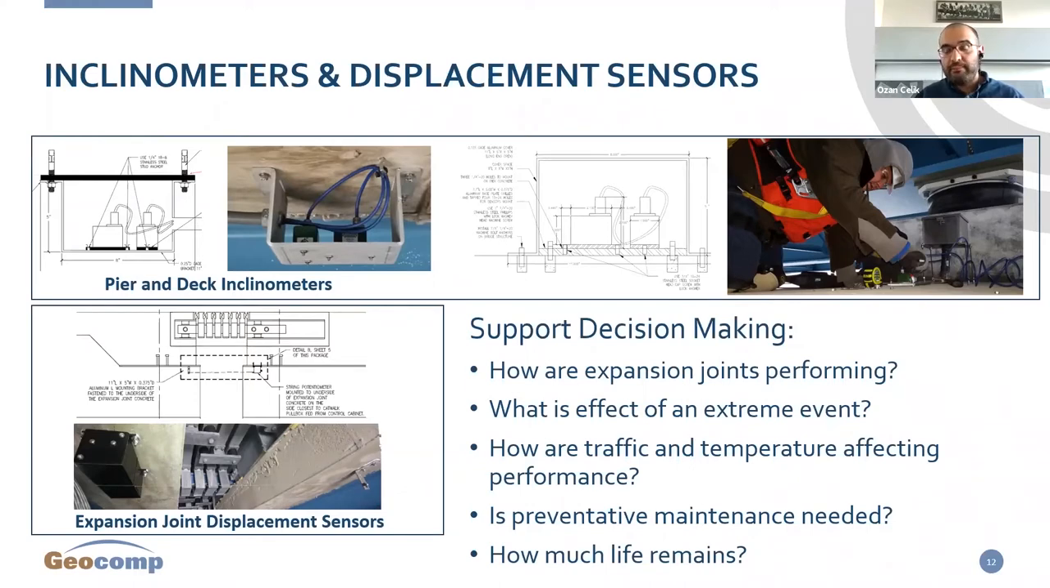Expansion joints, their performance, daily movement cycles, annual seasonal movement cycles, and their accumulated movements along the years will tell you where you stand in terms of their design life. If there is anything occurring after an extreme event, like for example, the joint losing its ability to move smoothly, you will definitely see that in the information you are getting out of these sensors.